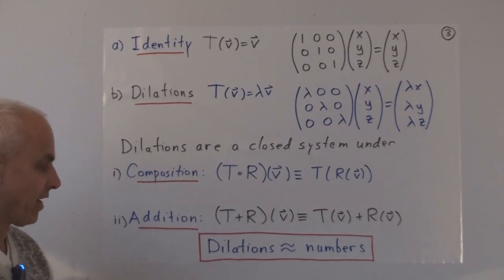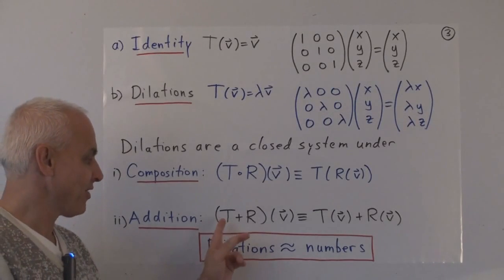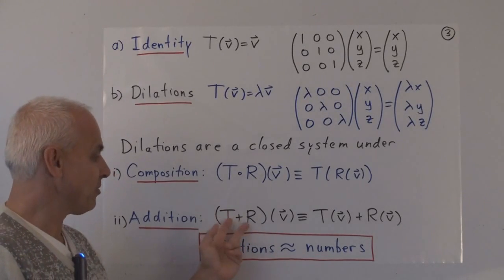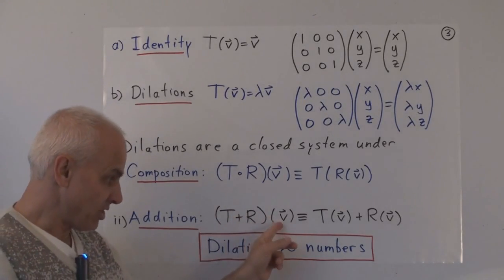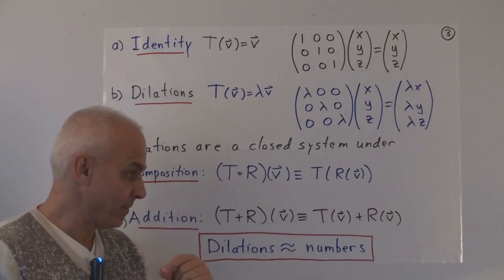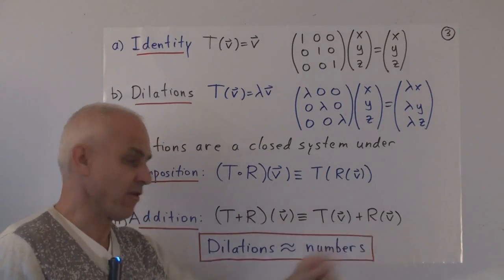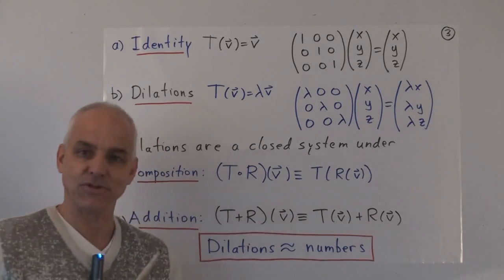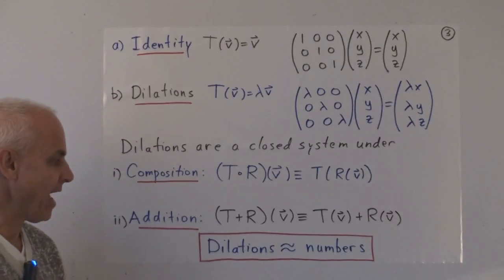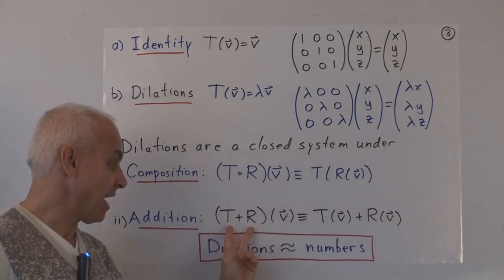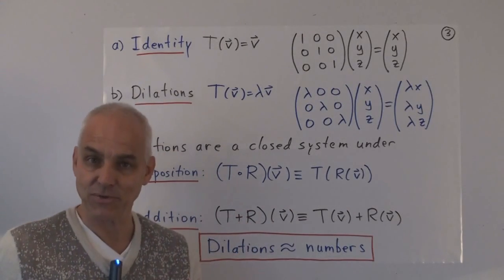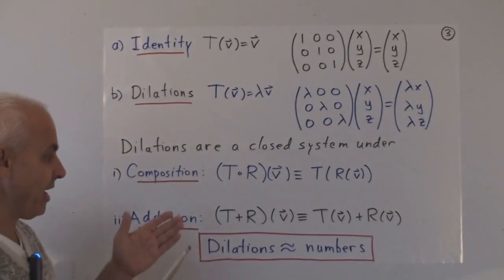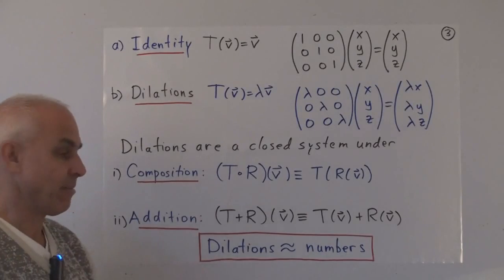Another operation that we can define on transformations is the sum. So we can define T plus R, if T and R are linear transformations, to be the new transformation which takes a vector v and sends it to T of v plus R of v. This is a vector, this is a vector, so it makes sense to add those two vectors. And in terms of the matrices, the sum of the transformations just corresponds to the sum of the matrices. So our two basic operations are essentially matrix addition and matrix multiplication.